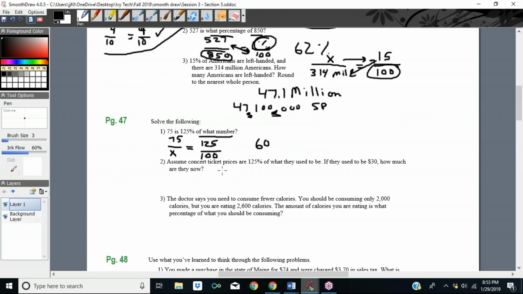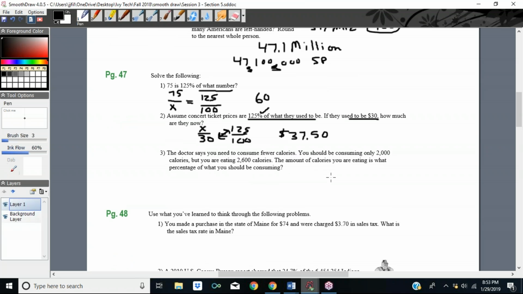Ticket prices, same idea. If they used to be $30, well, it says assume the ticket prices are 125% of what they used to be. They used to be 30. How much are they now? So the 30 in this case represents the old price, the 100% price. We're trying to find the price now at 125%. You should know that your answer has to be bigger than $30 because 125% is more than 100%. So if they were 30 and the price is higher because it's 125% now, our answer needs to be higher. So we're going to do 125 times 30 and then divide that by 100, and we do get $37.50.